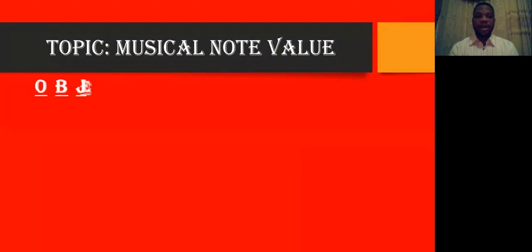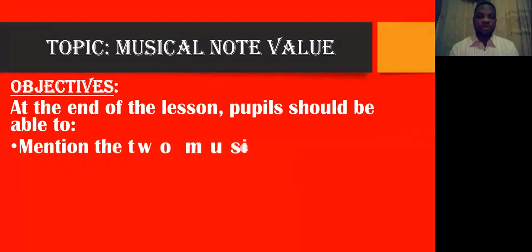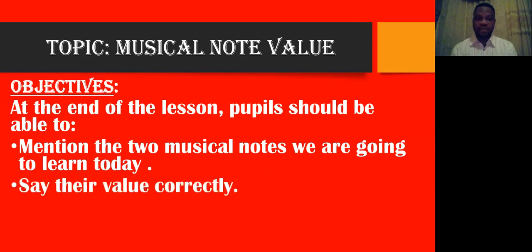Now, what are the objectives we are looking at today? At the end of the lesson, pupils should be able to mention the two musical notes we are going to learn today. We're just going to learn two today out of about 8 musical notes. When you get to the next class, you learn maybe 2 more to make it 3 or 4, and on like that.